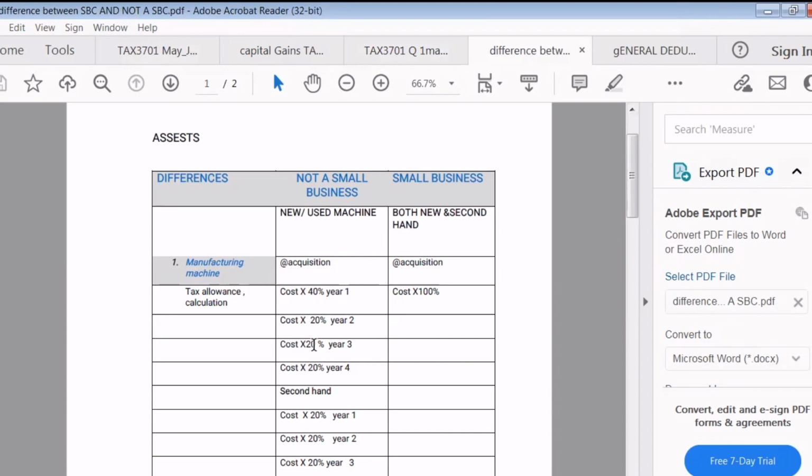That's how you know. Someone will say, how do you determine the years? The year you bought it is the first year. Then in the other years you claim 20, 20. So in total, you are claiming over 4 assessment years. If it's second hand, you claim 20, 20, 20, 20, 20. That's for a manufacturing machine, not just any machine.